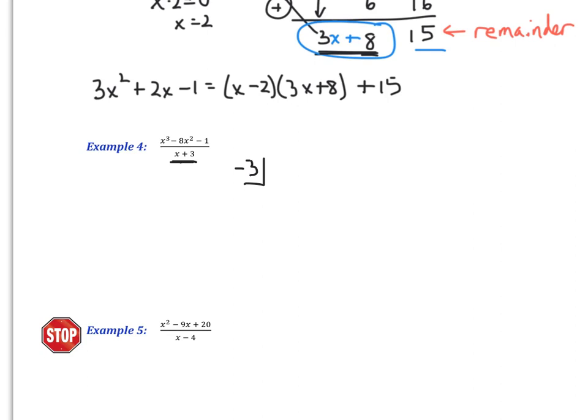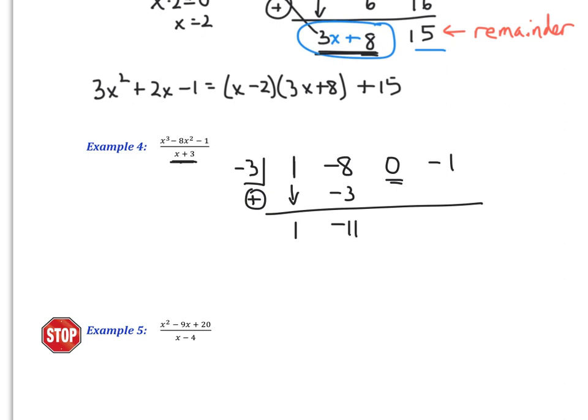As I go across, I have a coefficient of 1 for the x cubed, a negative 8 for the x squared, a 0 for my linear term for the x, and then a negative 1. So just like we did with the long division, I'm going to fill in with a 0. Bring the first number down because you're always adding, and you're adding 1 to nothing, and you get 1. Negative 3 times 1 gives me negative 3. I add, I get negative 11. I multiply negative 3 times negative 11, I get 33. 0 plus 33 is 33. Negative 3 times 33 is a negative 99. And negative 99 plus my negative 1 gives me negative 100.